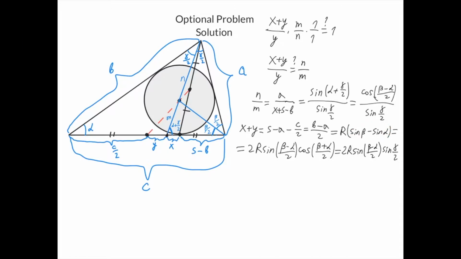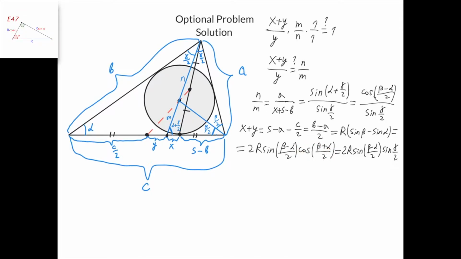Now we can apply the formula for sine of beta minus sine of alpha, and we get 2 times r times sine of beta minus alpha divided by 2 times cosine of beta plus alpha divided by 2. But cosine of beta plus alpha over 2 equals sine of gamma over 2, because beta over 2 plus alpha over 2 plus gamma over 2 equals 90 degrees.